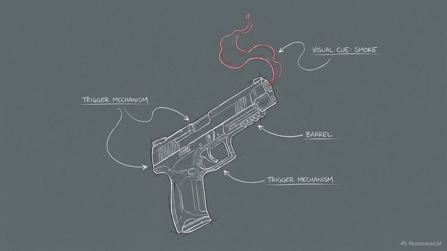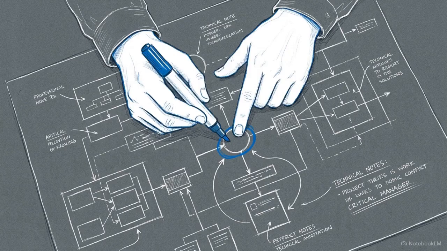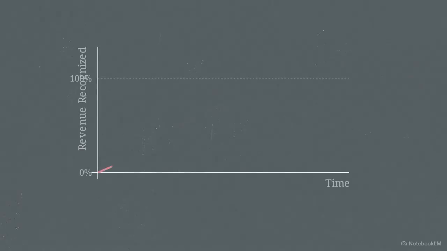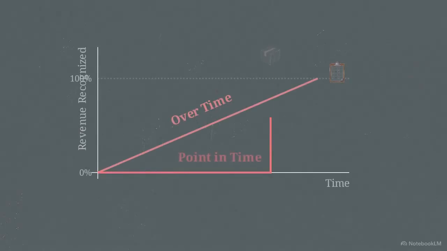Step 5 is the final trigger. Revenue is recognized only when or as the customer obtains control of the asset. Control is defined as having the ability to direct the use of the asset and obtain substantially all of its remaining benefits. This transfer occurs in one of 2 ways: over time or at a point in time.